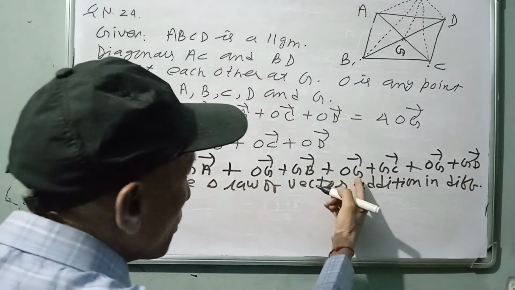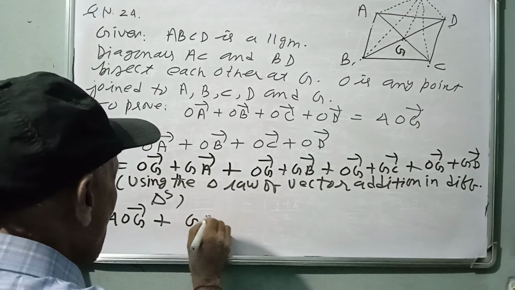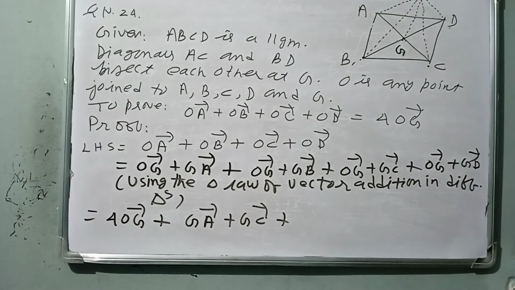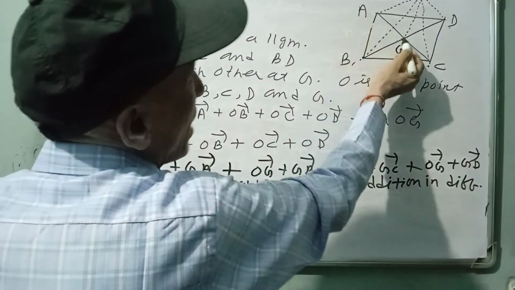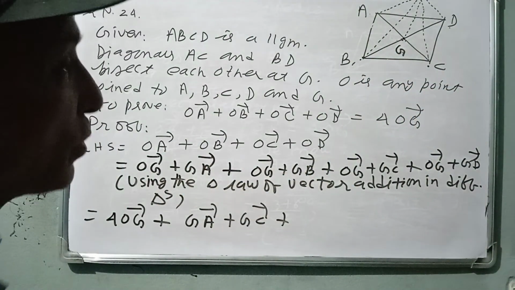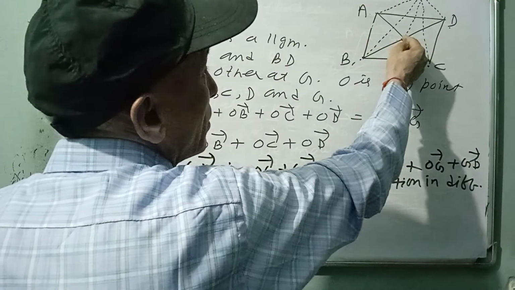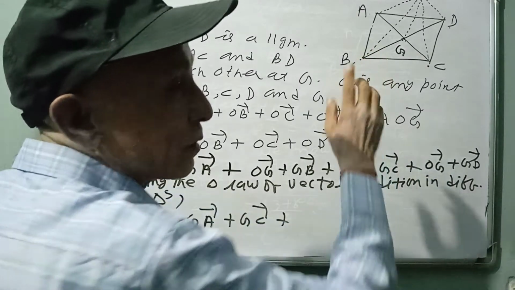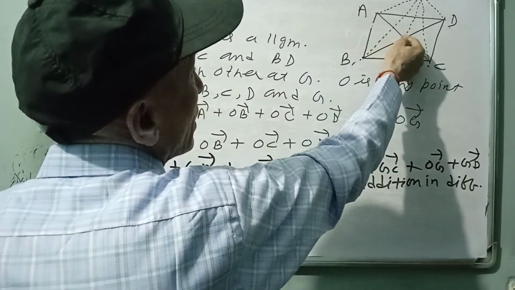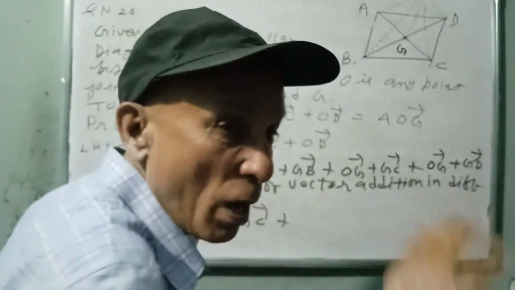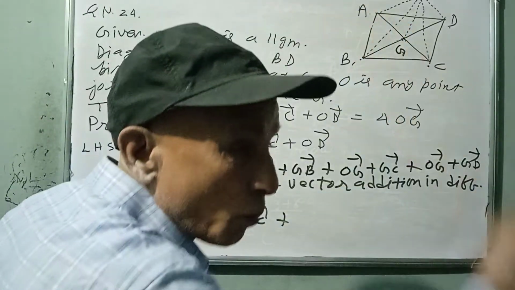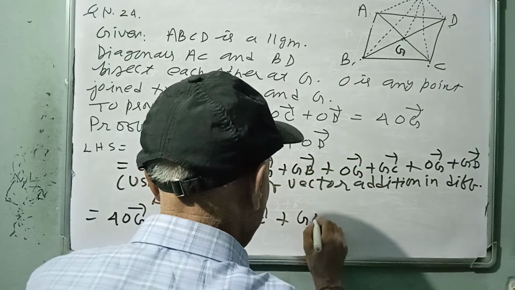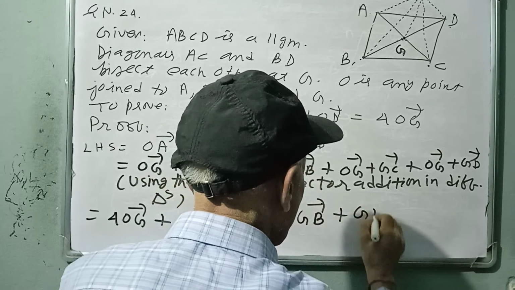So write GA plus GC. GA and GC are equal in magnitude but opposite in direction. Their value is equal, magnitude is equal, but direction is opposite. GA goes this way, GC goes that way, just 180 degrees angle, just opposite, equal and opposite. In the same way, GB vector plus GD vector.